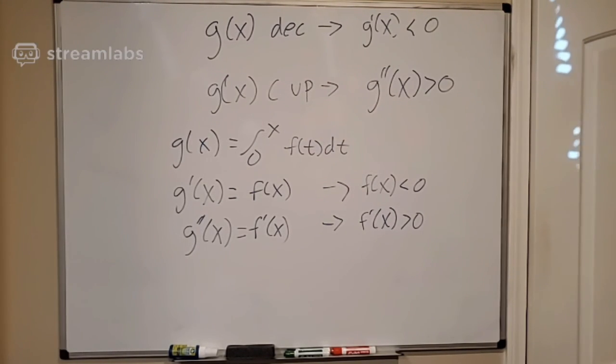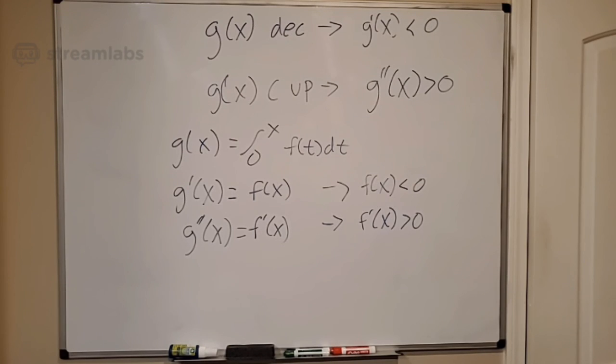So now we just have to look at our graph and say, okay, where's f of x less than 0? Well, that's really easy, from 0 to 2. And then we can look at our second derivative, which is f prime of x, and say, where's f prime greater than 0? What does it mean on the graph that f prime is greater than 0? Oh, 1 to 2. I mean, having positive slope. There you go.